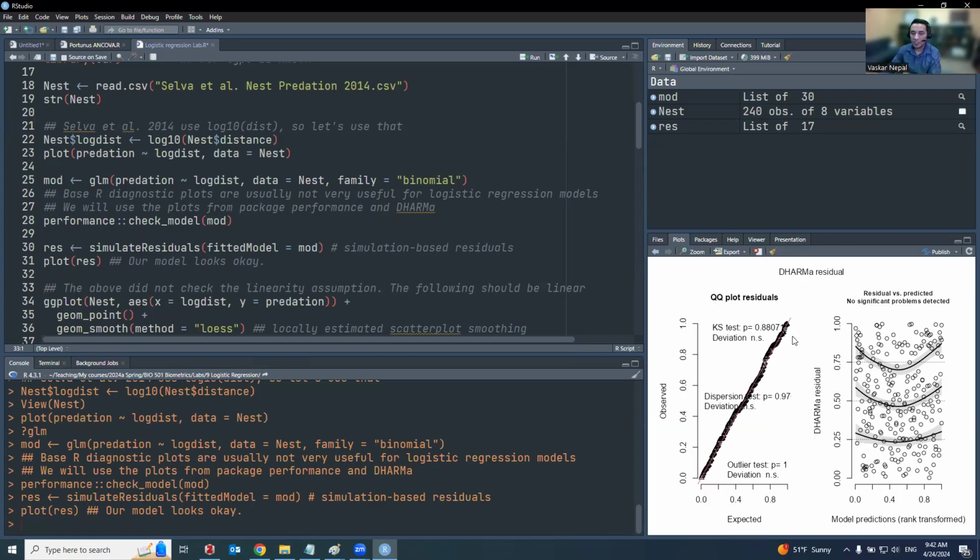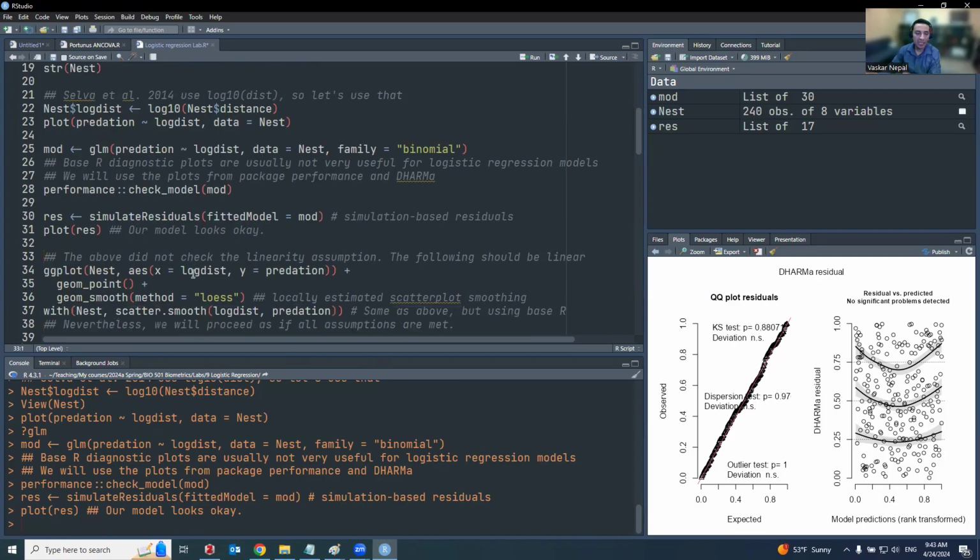Now, all of this, you might realize, does not actually test the linearity assumption. That is one of the key assumptions of any linear models. And GLM is still a linear model. It is a generalized linear model, but it is still linear. So how do we check whether there is linearity?